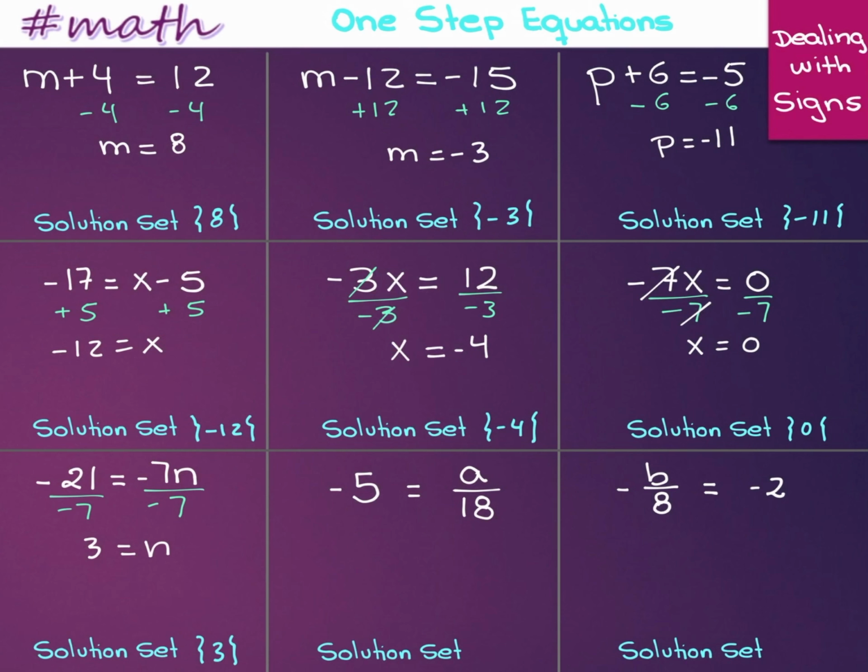On the next one, we multiply both sides by 18. So we get negative times positive is going to be negative. 18 times 5 is 90. On the right hand side, the 18's cancel out. We get a. A equals negative 90. So the solution set is the set containing negative 90.